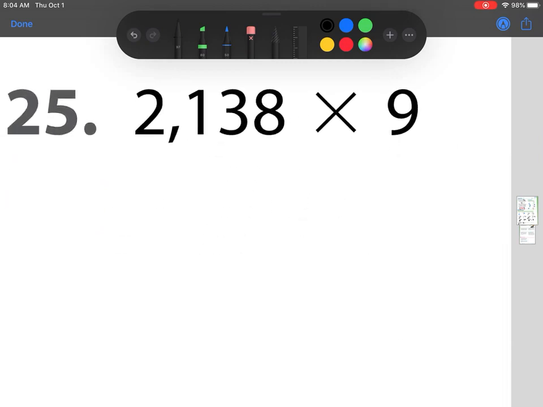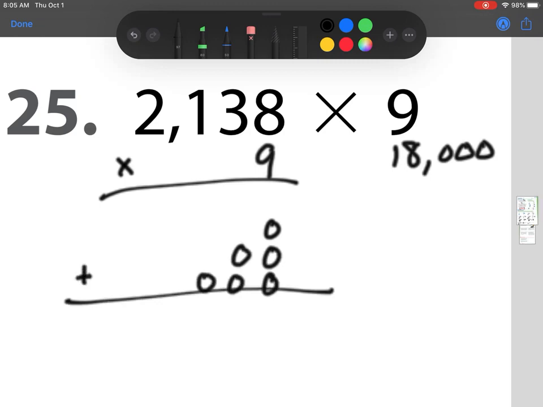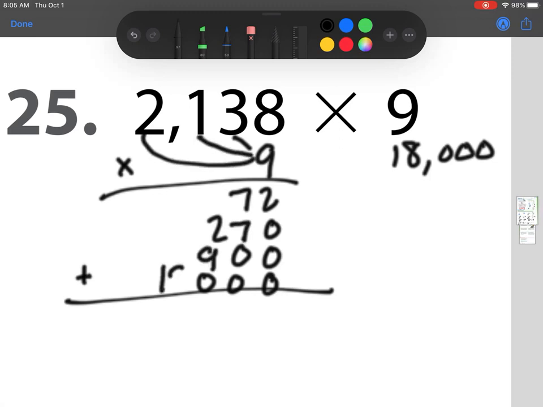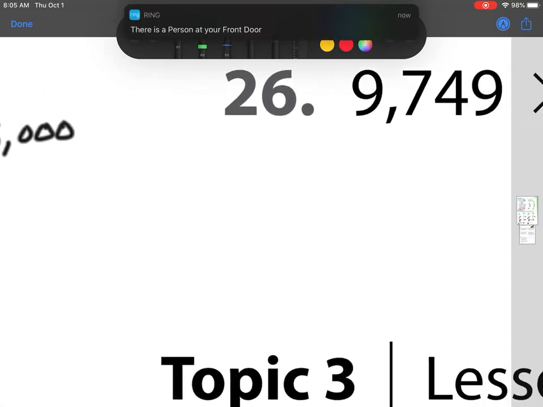2 more, guys. So we have 9 times 2,000, so our answer should be close to 8,000. And we're going to use partial products. So let's put our zeros in right now. 9 times 8 is 72. 9 times 3 is 27. 9 times 1 is 9. And 9 times 2 is 18. So now let's add them up. 19,242, which is close to 18,000.